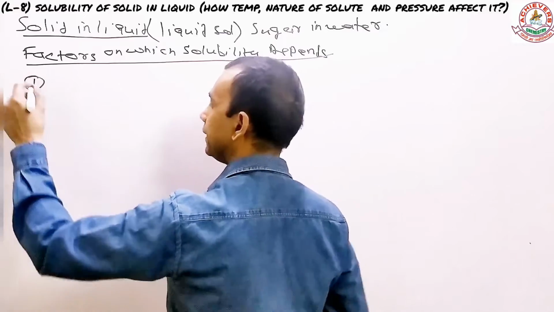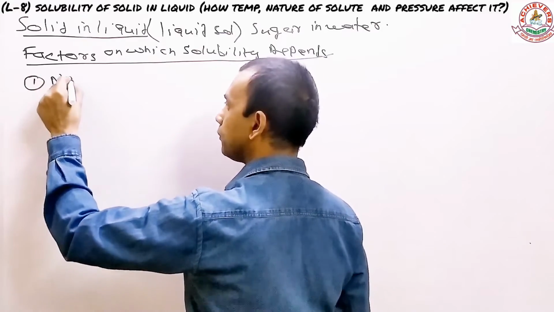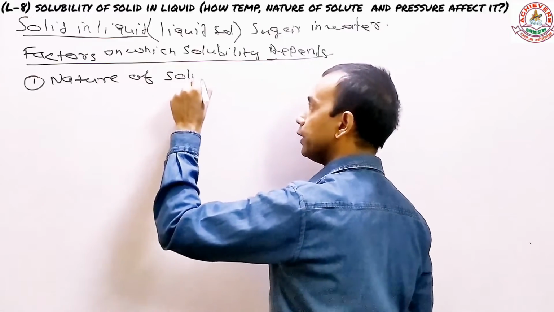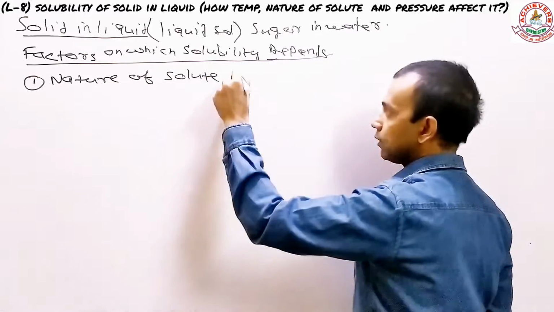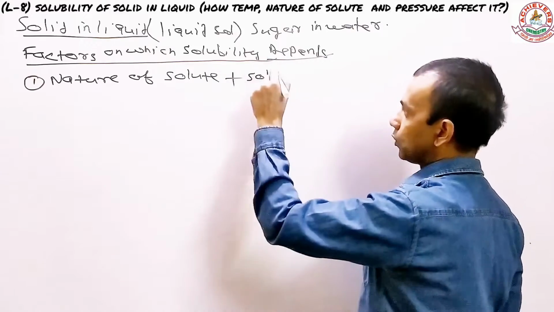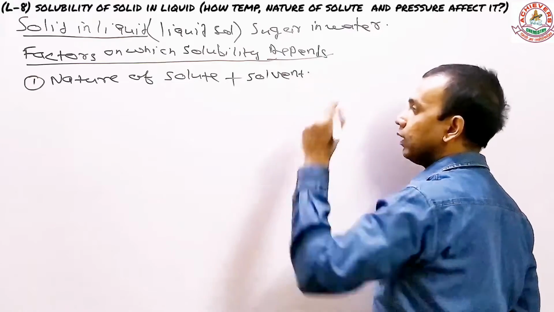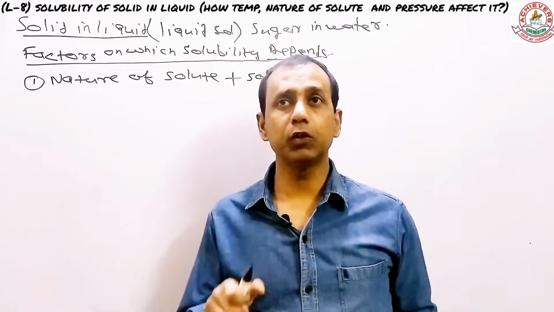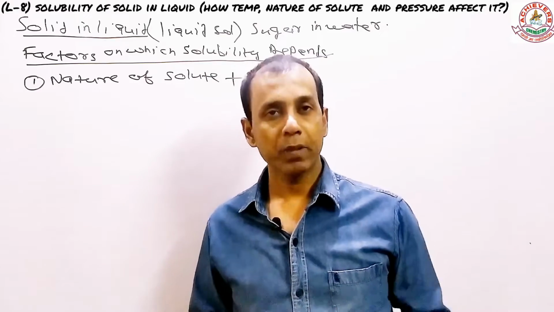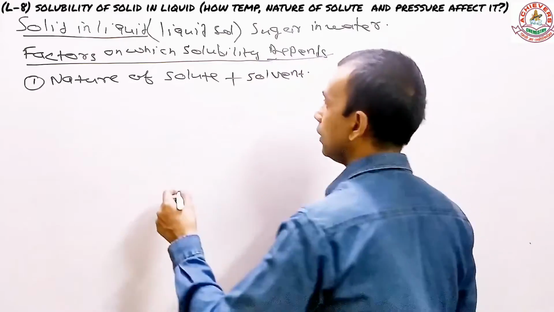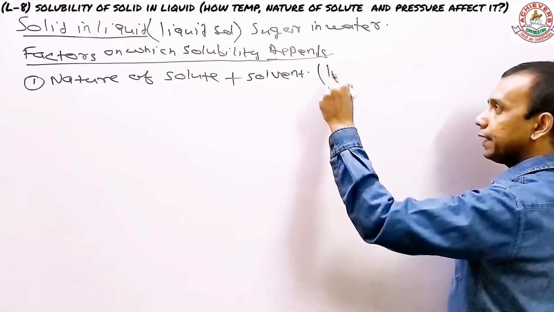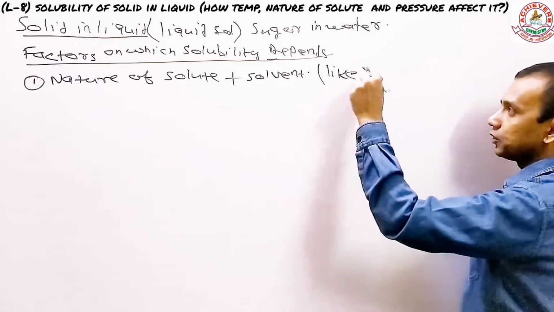The first one is nature of solute plus solvent, right? So this is again something important. You do remember a statement from even 11th class, like dissolves like. What does that mean? You have to remember that solubility of solid in liquid depends on like dissolves like. So what this statement means, I'm about to explain.